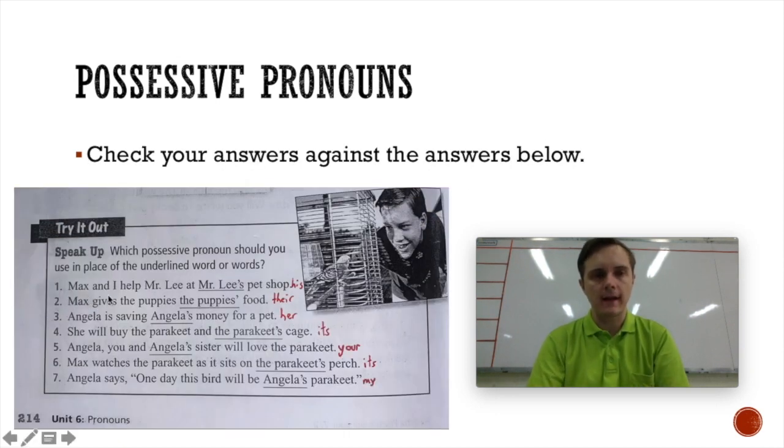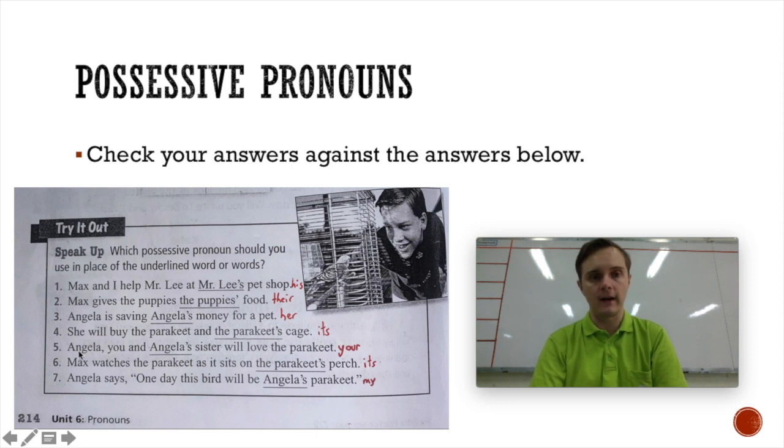Number 1, Max and I help Mr. Lee at Mr. Lee's pet shop. Mr. Lee's, as we know, is a male name, so we say his. Number 2, Max gives the puppies food. The puppies is a group of animals. We use the. Number 3, Angela is saving Angela's money for a pet. We change Angela's to her. Number 4, she will buy the parakeet and the parakeet's cage. For the parakeet's, we say its.